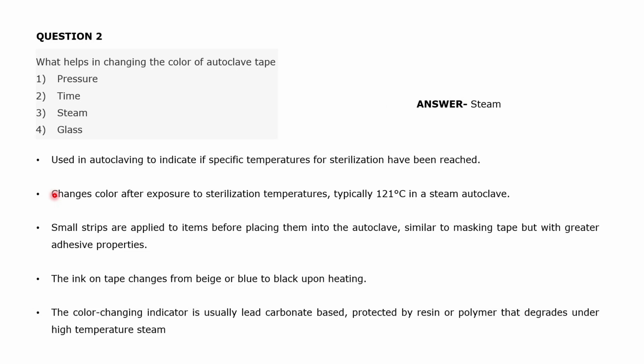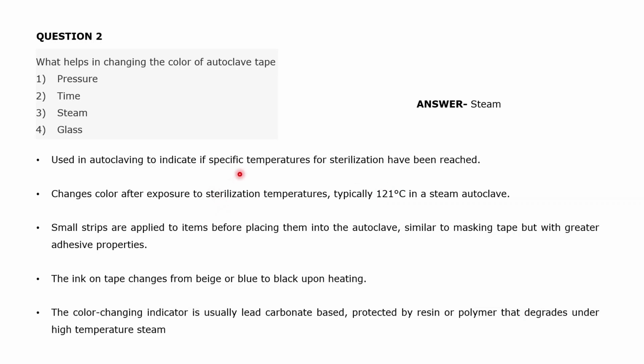So basically, these autoclave tapes are used in autoclaving. Its name suggests that, and basically to indicate if the specific temperature for sterilization has reached. In an autoclave, we have to provide 121 degrees Celsius and 15 psi, and you are keeping that for about 30 to 50 minutes within an autoclave until this temperature and pressure has been reached, so that the sterilization is adequate.